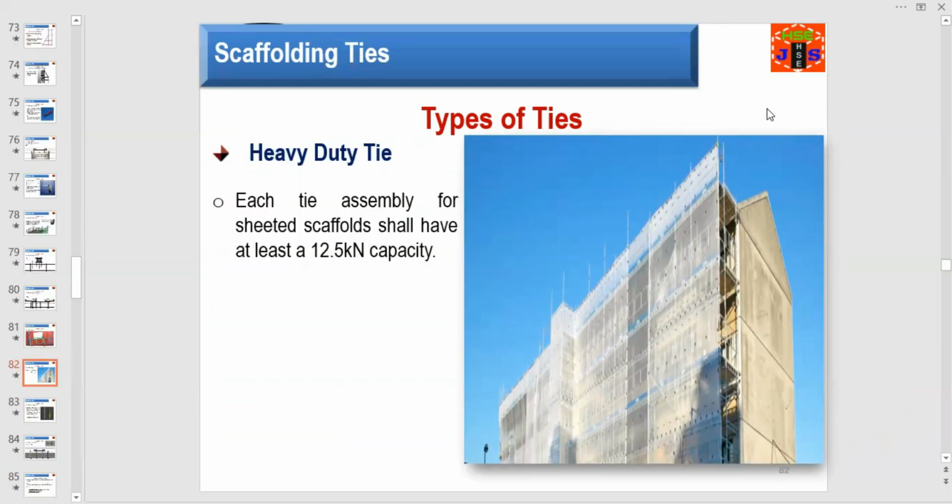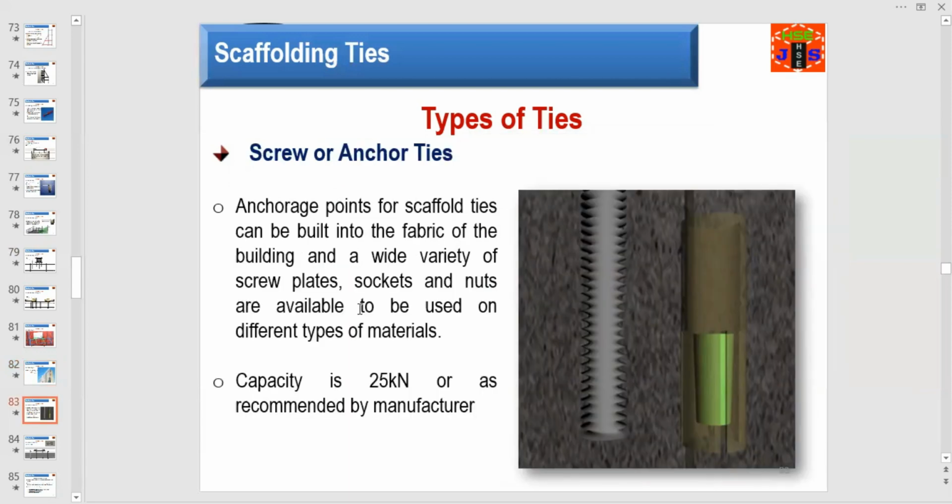In heavy duty ties, each tie assembly for sheeted scaffolds shall have at least a 12.5 kN capacity. The capacity of a heavy duty tie is more than light duty and standard duty ties. Have a look. This is an example of screw or anchor ties.